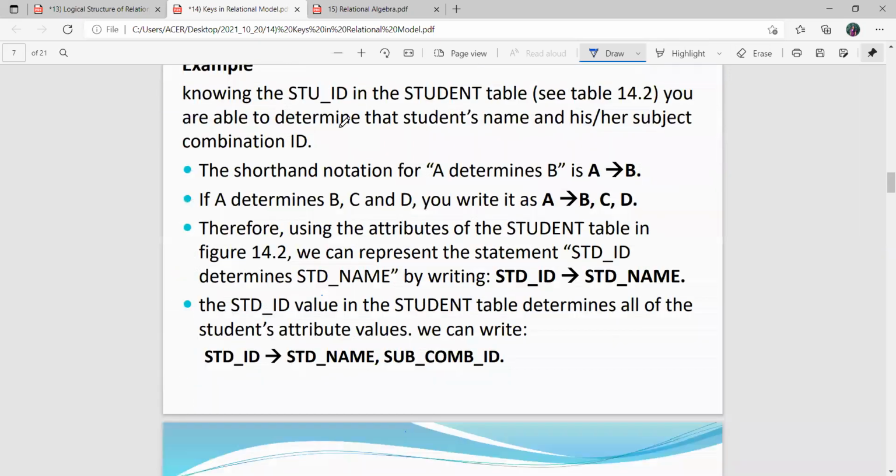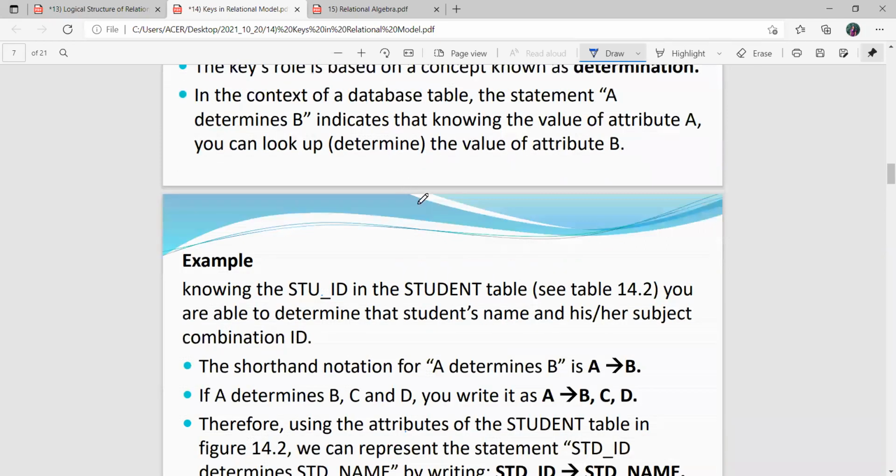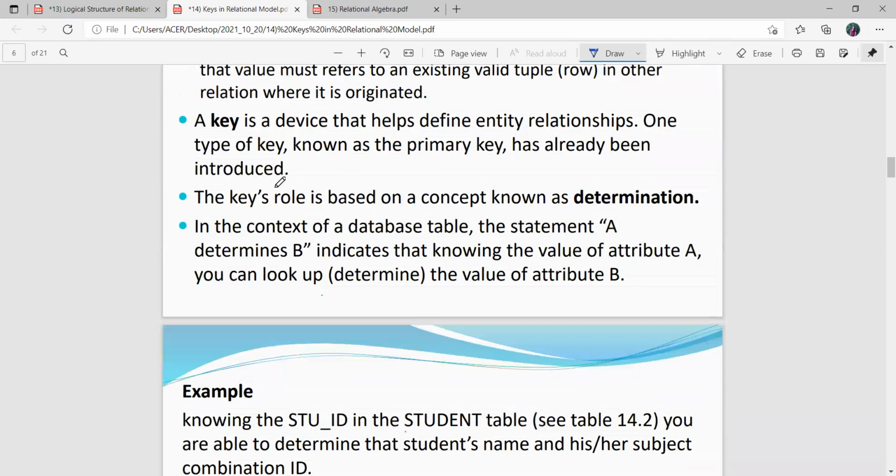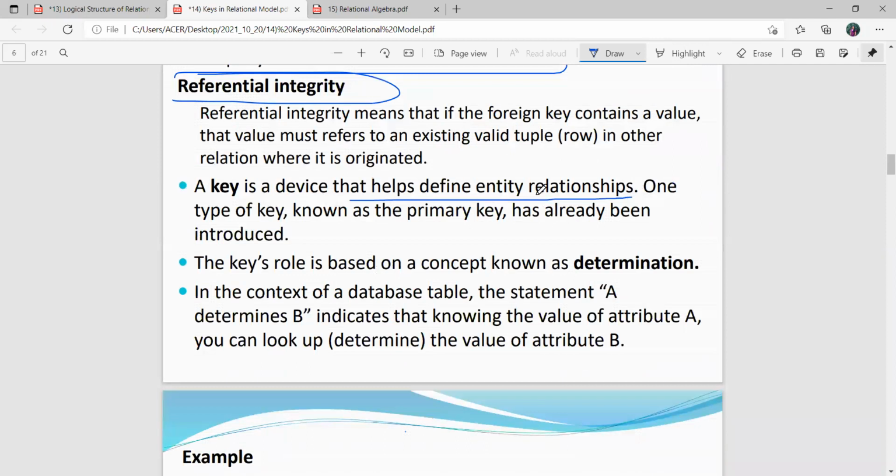Then this is about referential integrity. Then let's move into the determination. So the key is a device that helps to define the entity relationship. One type of key known as a primary key has already been introduced.